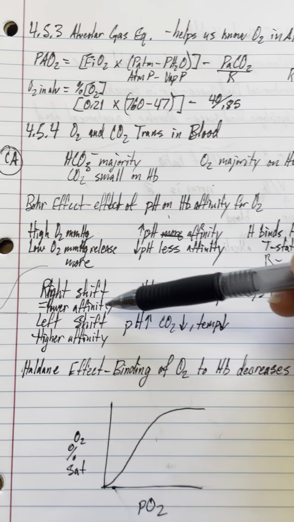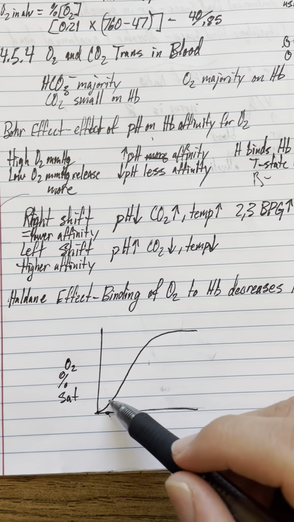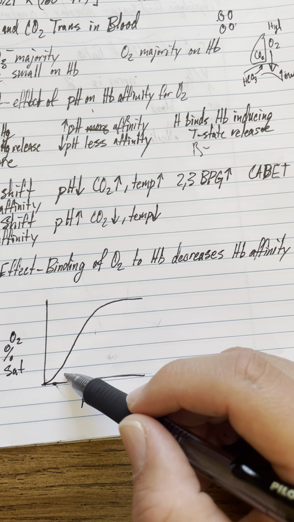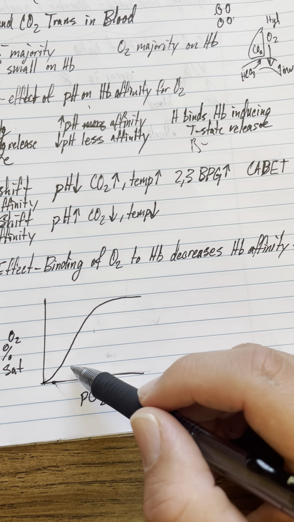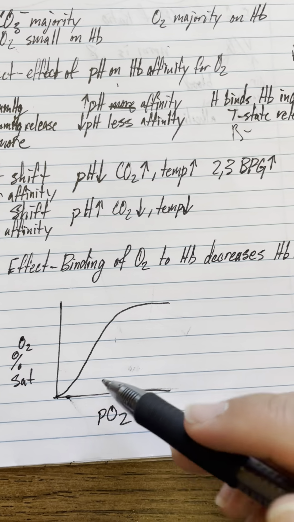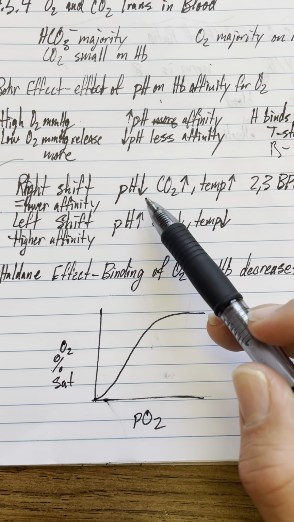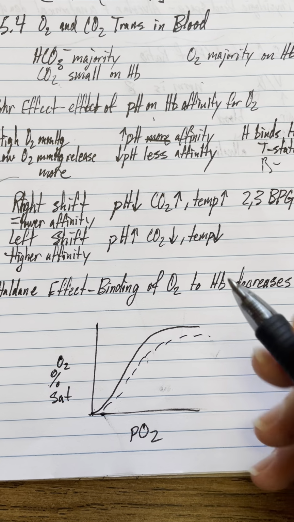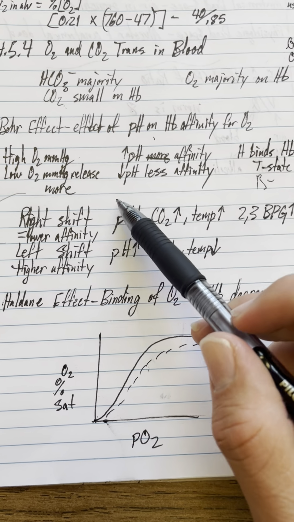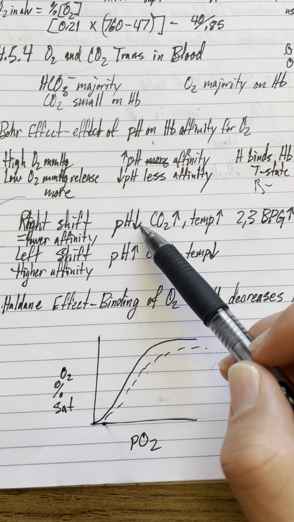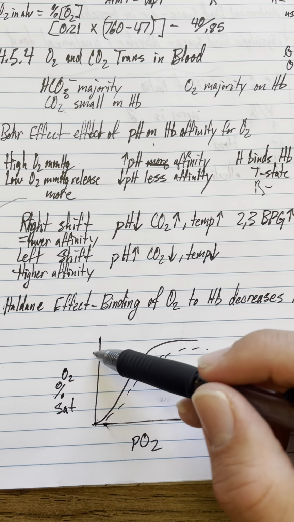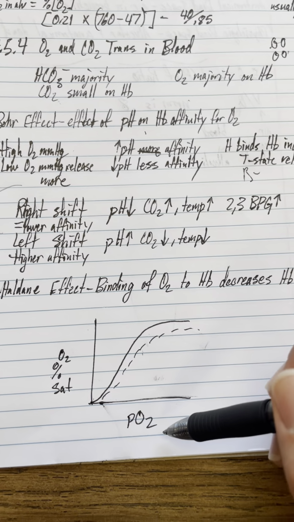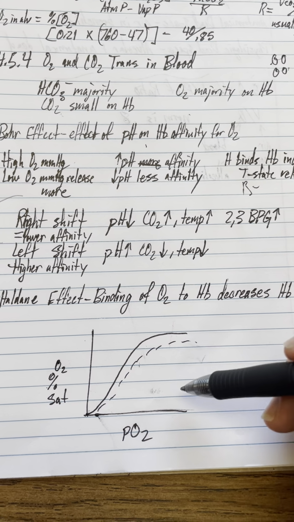So these factors can constitute a right shift. So if we have our hemoglobin oxygen dissociation curve, then a right shift would be a low pH. So we had a right shift, low pH, less affinity for oxygen. So of course our percentage of oxygen is going to go down, and our partial pressure of oxygen goes down as well within the blood.